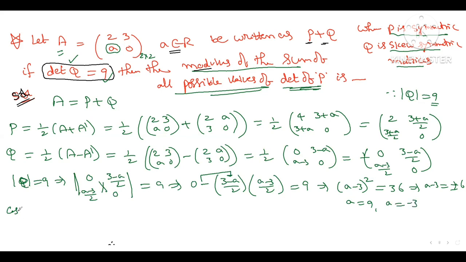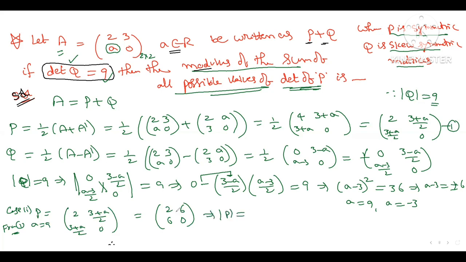Okay, right. Case 1, P is equal to how much value here? From equation 1, A is equal to 9. Substitute in the P matrix. What we get here? 2, 3 plus A by 2, 3 plus A by 2, 0. Substituting A as 9, we get 2, 3 plus 9 by 2 is 6, 6, 0. So that P value, how much value here? AD minus BC, minus 36.